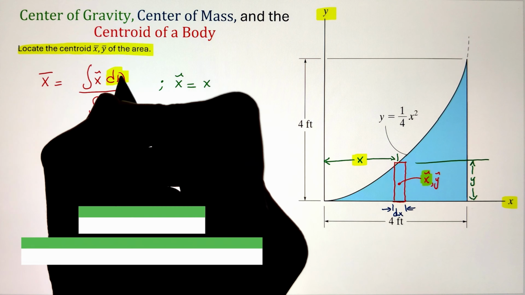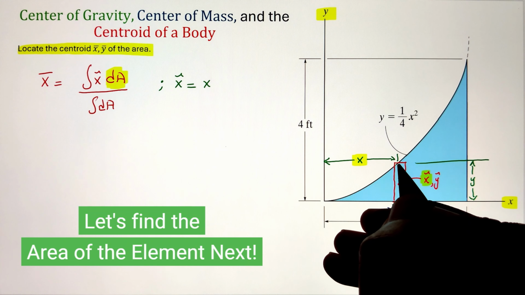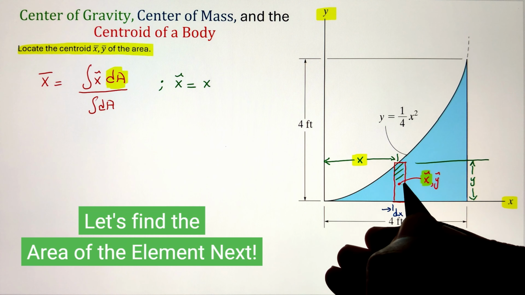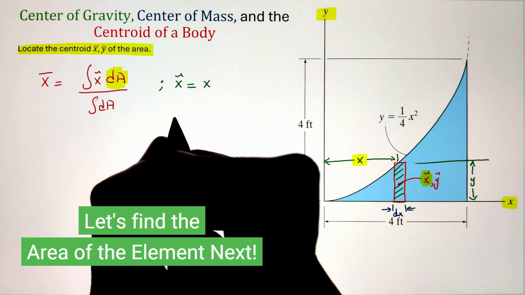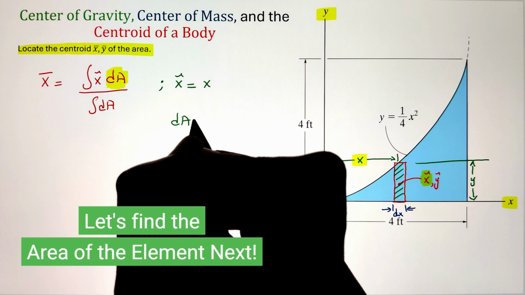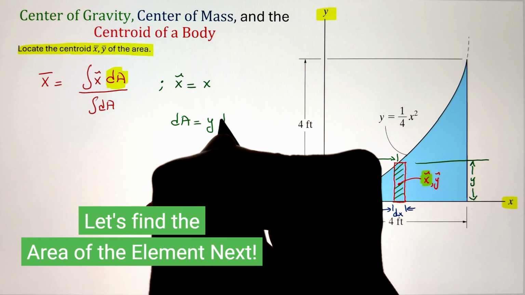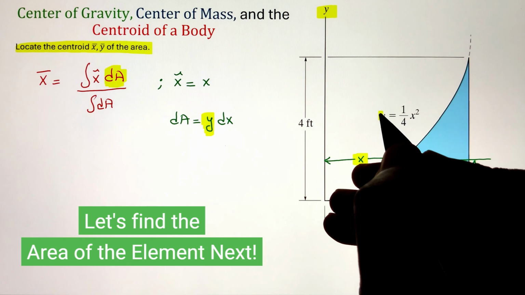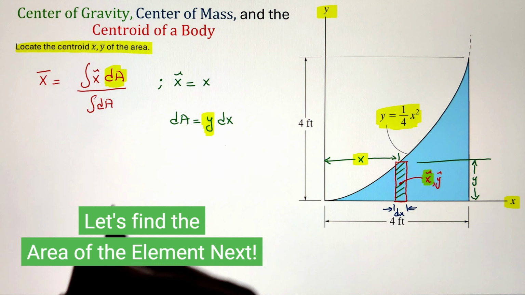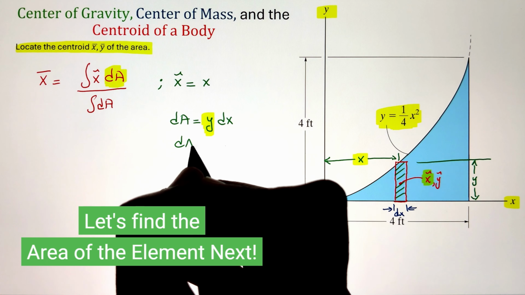So in this case, the value of x prime in terms of the coordinate system shown here is equal to x as it is being measured from the origin, whereas the value of dA can be calculated by multiplying the height y times the differential width of dx.